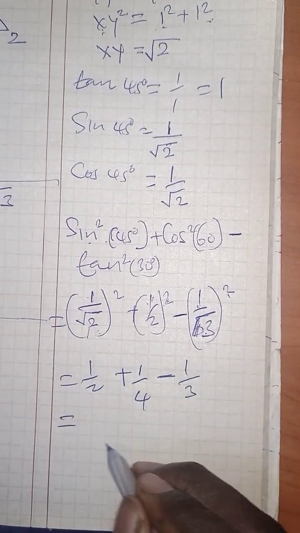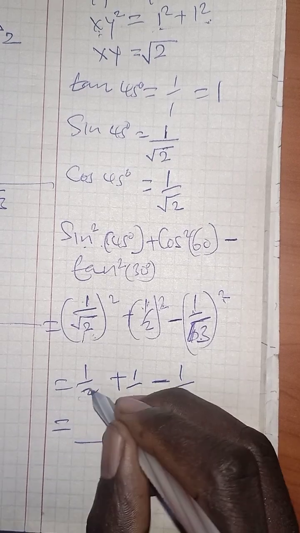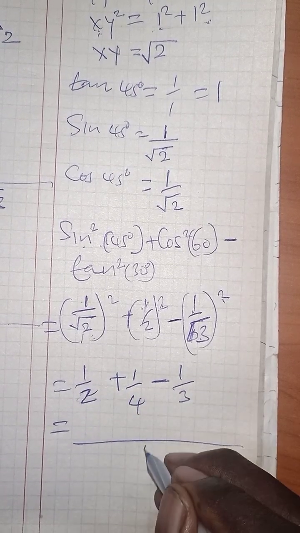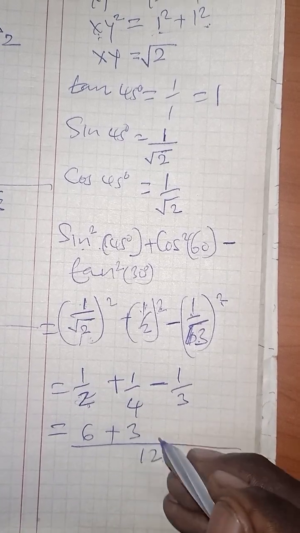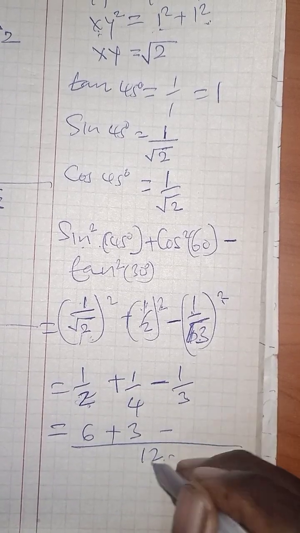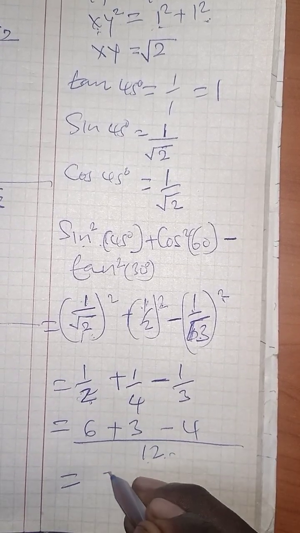Okay, so here we go, we can find the LCM. The LCM of 2, 4, 3 is 12. So that we have 2 goes in 12 6 times, plus 4 goes in 12 3 times, minus 3 goes in 12 4 times. So that our answer becomes 5 over 12.